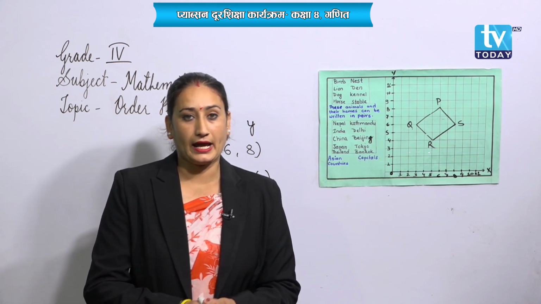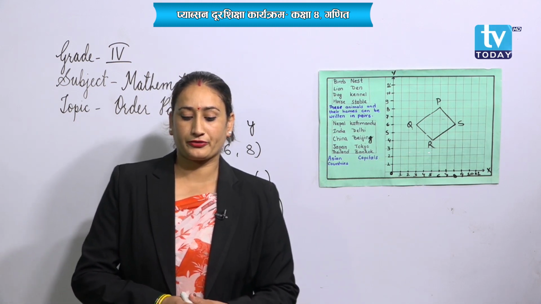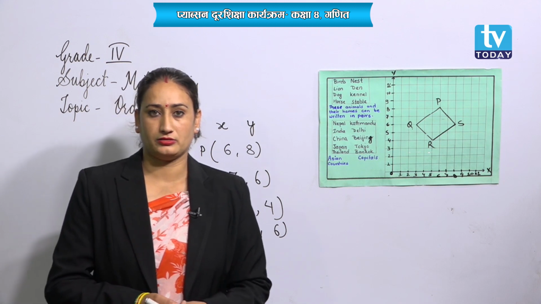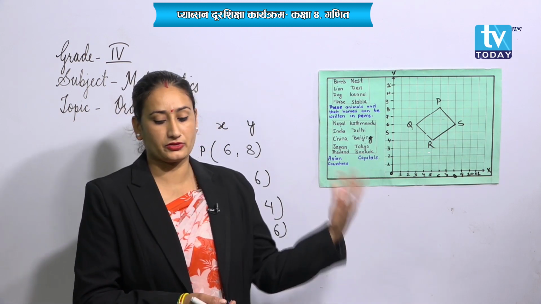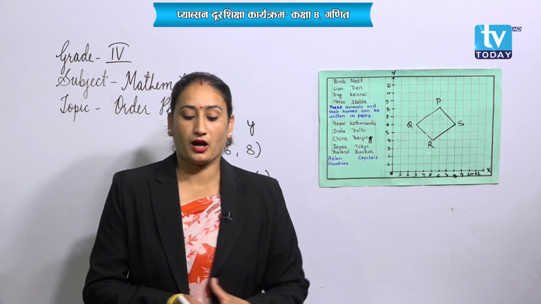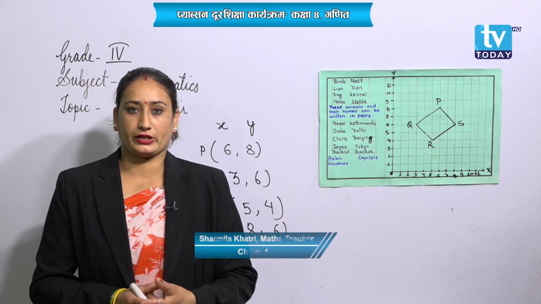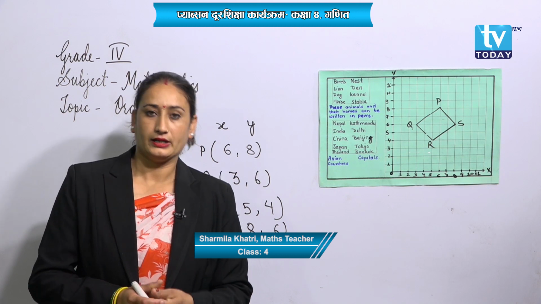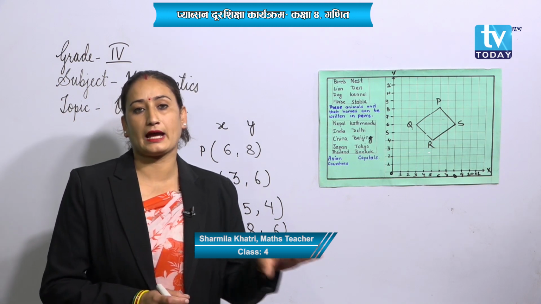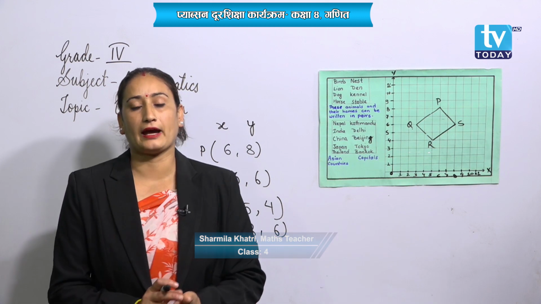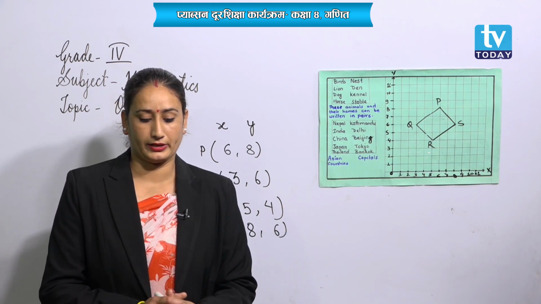Right? Now, from the adjoining graph also, the ordered pairs of numbers I will provide to you over here. Then you have to draw those points in your graph. Then let's do it over here.